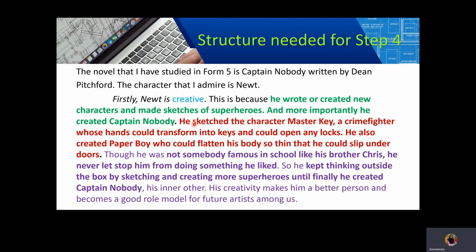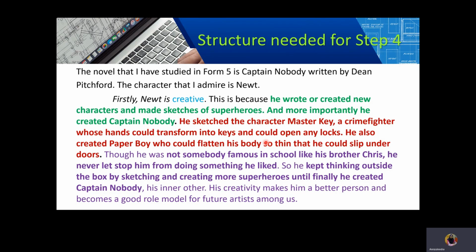The red sentences are to describe the detail of the event. So he sketched the character Master Key, a crime fighter whose hands could transform into keys and could open any locks. He also created Paper Boy, who could flatten his body so thin that he could slip under doors.